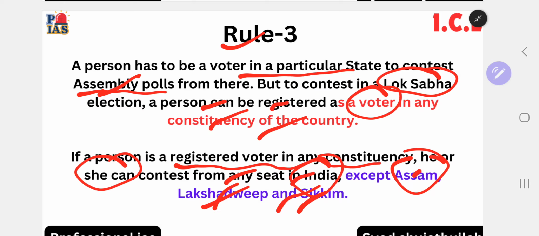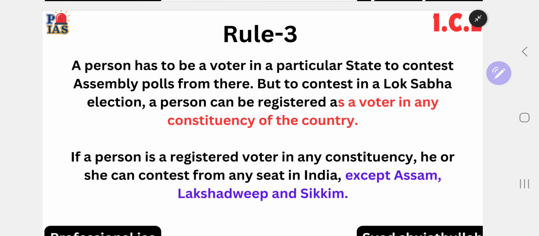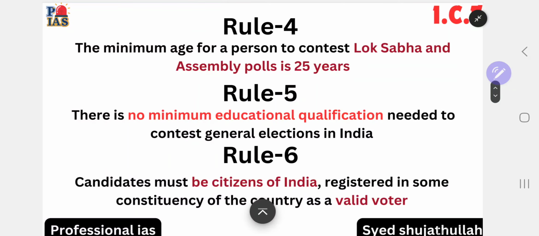I being from Telangana, if I am a registered voter in my constituency for Lok Sabha elections, I can go and contest in Maharashtra, go and contest in Madhya Pradesh. It is up to my will. Okay, there is no bar. But when it comes to assembly elections, it is very important that you have to be a voter of that state, and you are allowed to vote in that particular state only with regard to assembly elections.